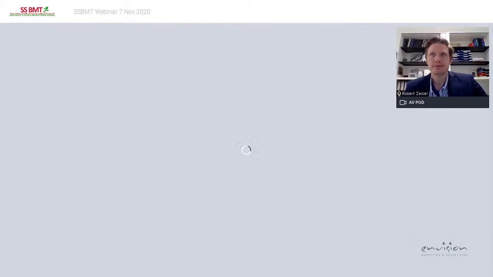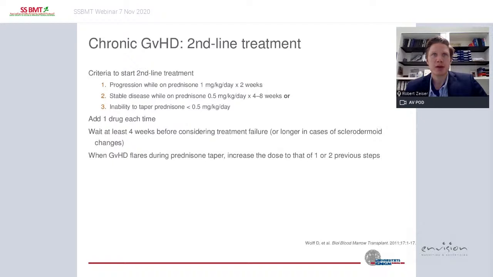The second line treatment is much more difficult. It is important to understand what the criteria are to start a second line treatment. And this is, for example, the progression while on prednisone alone, a stable disease while on prednisone alone for 4 to 8 weeks, or the inability to taper the corticosteroids in these patients.